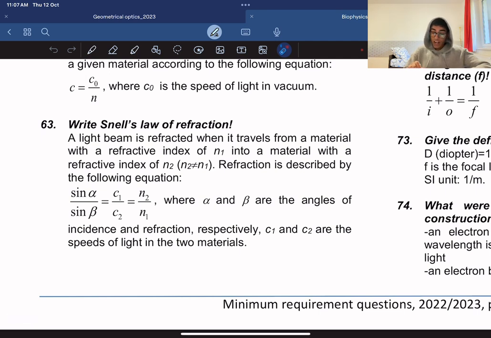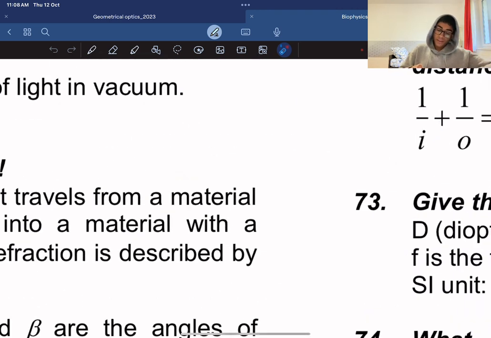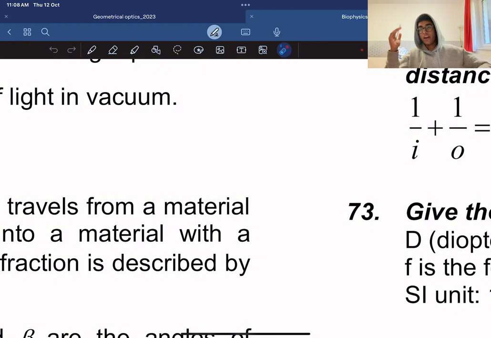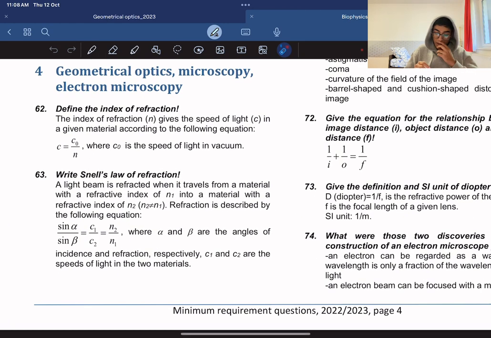A light beam is refracted when it travels from a material with a refractive index of n1 into a material with a refractive index of n2, where n2 is not equal to n1. Now see, if we're traveling from air to water, water to glass, water to diamond, water to this plastic bottle, whatever, we know that the refractive indices are different. And that's the reason the light refracts in those mediums. If they have the same refractive index, then the light would just go undeviated. It wouldn't matter for them. Then the light would just pass through. No deflection from their original path, nothing. Right? So obviously for the ray to refract, there has to be a difference between the media, the refractive indices.